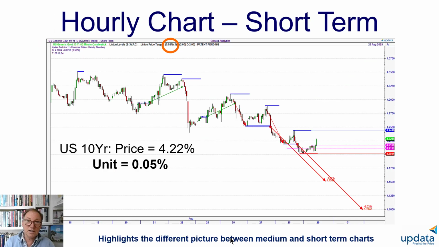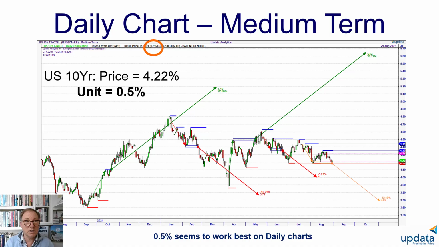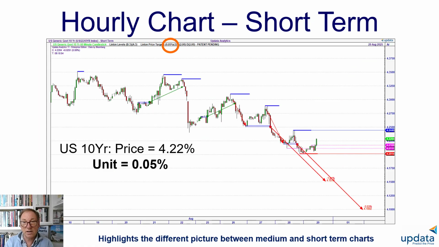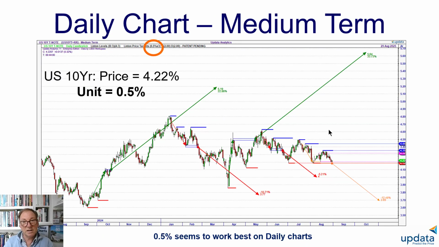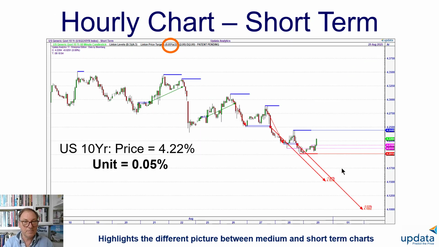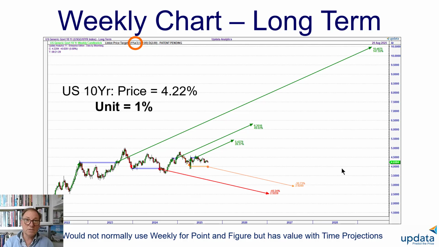On a 60-minute chart, I go down to 0.05 or 0.1%, a smaller unit size, because now the granularity of the chart is smaller, and this highlights the difference between a short-term chart and a medium-term chart. So this is US 10-year yields, and if we look at this chart, we've got short-term targets, and that often gives me a heads up as to whether this target will be activated or not. I can look to the shorter-term time frames. And then the longer term is a weekly chart.